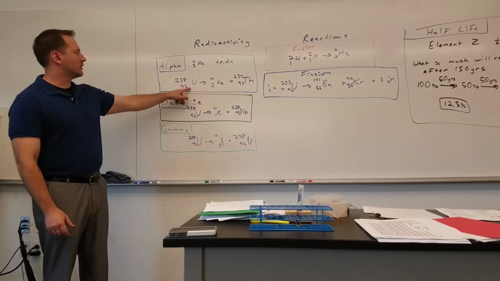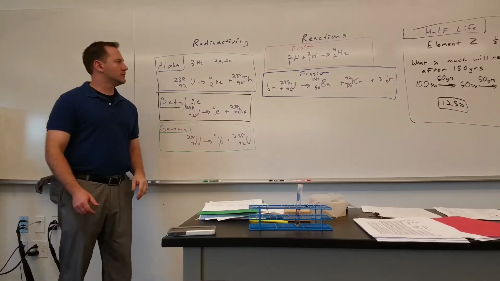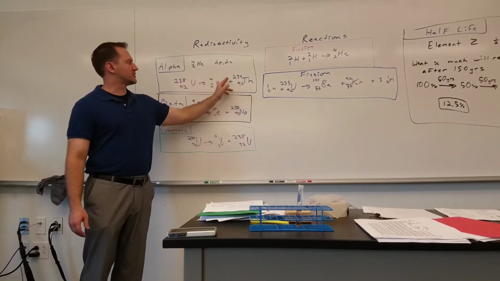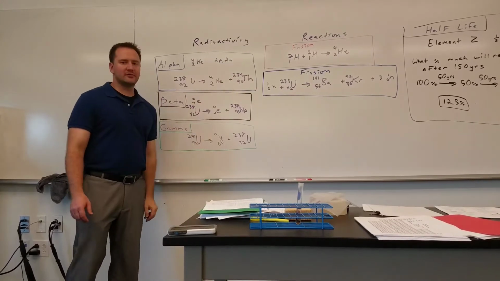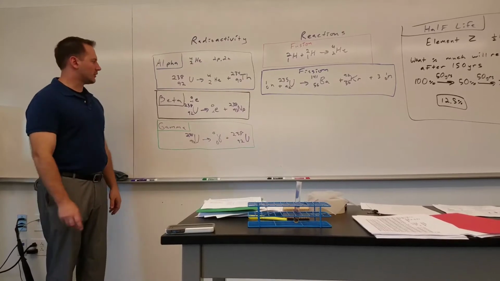So uranium-238, when it gives off an alpha particle, will then become thorium. Notice that the mass number, which is number of protons and neutrons combined, goes down by 4, and our atomic number goes down by 2. So alpha decay results in a nucleus that is smaller at the end.